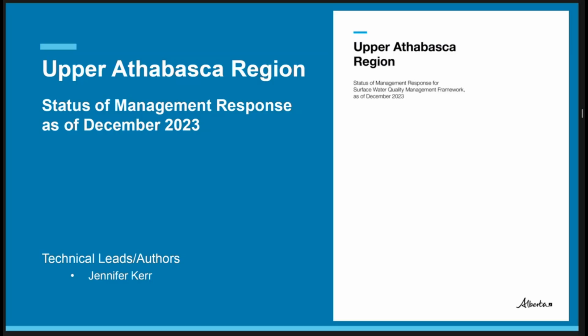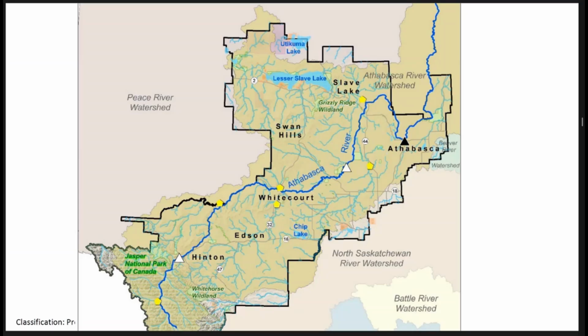Next slide. Moving upstream in the Athabasca watershed, next I'll talk about the Upper Athabasca region. This update is based on the report Upper Athabasca Region Status of Management Response for Surface Water Quality Management Framework as of December 2023, which was written by limnologist Jennifer Kerr. The Upper Athabasca Region Framework includes 29 indicators that cover a range of metals, nutrients, and ions. The indicator thresholds are evaluated at one primary station, Athabasca River at the town of Athabasca, as represented by the black triangle on the map.